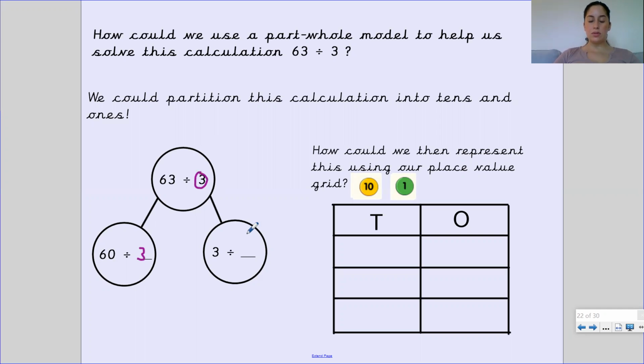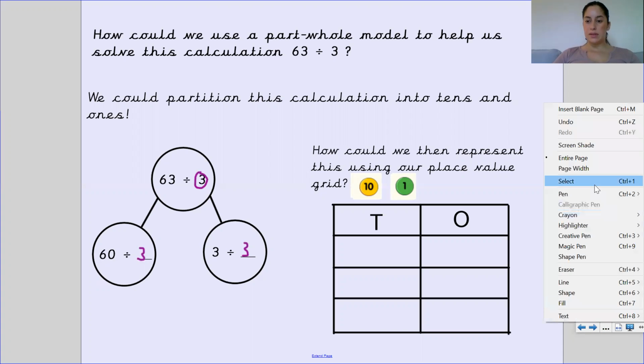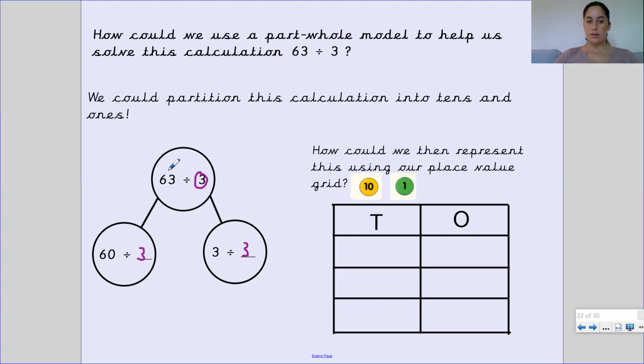And the ones is also going to be divided by 3. How could we then represent this using our place value grid to get the answer? So we're going to start by dividing the tens first. How many tens do we have? I'm going to label the number 63 tens and ones.